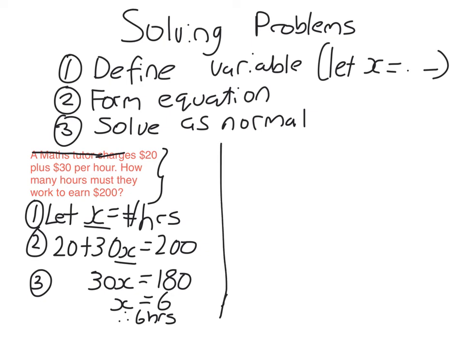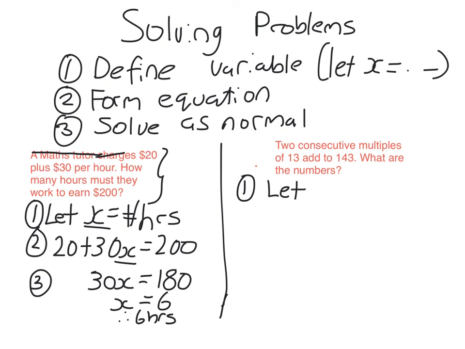Okay, let's look at a question that's slightly harder now. So let's have a go at this question here. 2 consecutive multiples of 13 add to 143, what are the numbers? So here there are 2 things that you need to find, the 2 different numbers. But I can't use 2 different letters because that will screw up the equation. So what I do when I have more than one quantity, in this case I have 2, is let whatever letter you want, I'll choose A this time, be the smaller quantity. So in this case, I'm going to let A be the smaller number.